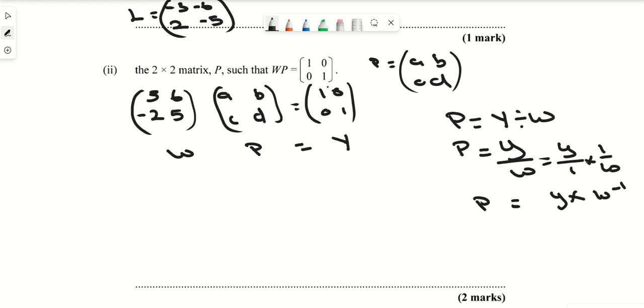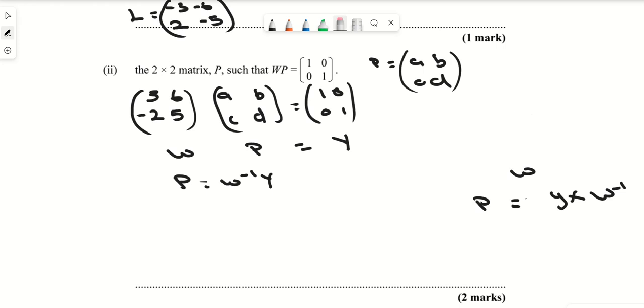Right now, first off, don't put W inverse at the back, put the W inverse in the front. So P is equal to W inverse by Y. It does matter where you put your letters, so the inverse goes first. You're multiplying your inverse by Y to get P. Okay, so we understand this. I'll just erase this. This is just for general knowledge.